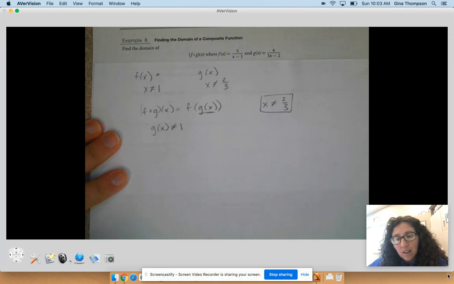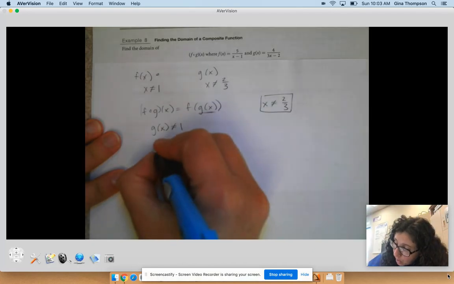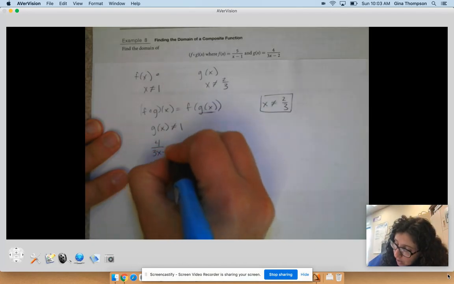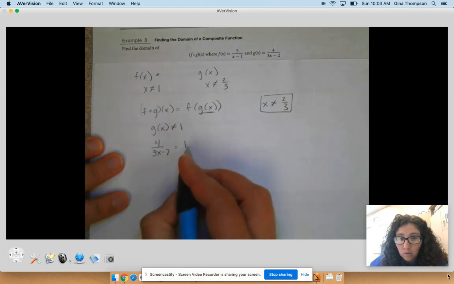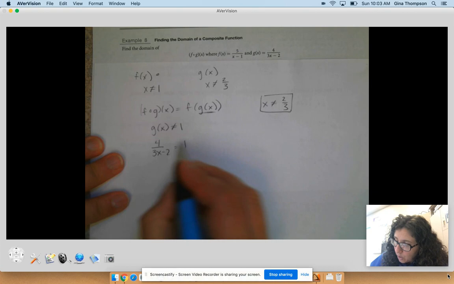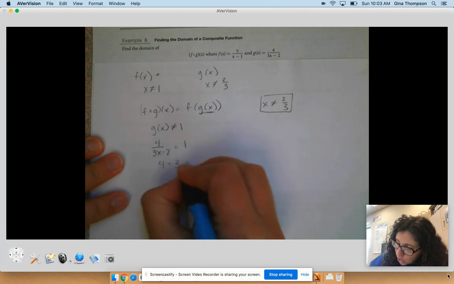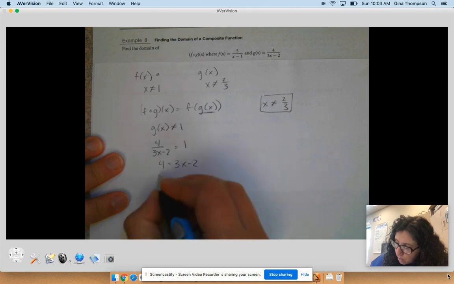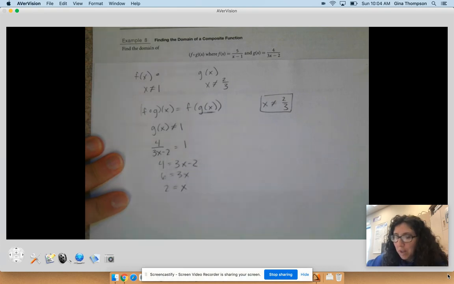Well, what inputs is that a problem for? So we need to solve this. We need to figure out what inputs for g of x are going to give us 1 and exclude those. So let's solve this equation. Let's see, we can multiply both sides. We get 4 equals 3x minus 2. Add 2 to both sides. Divide by 3. And we get x equals 2.